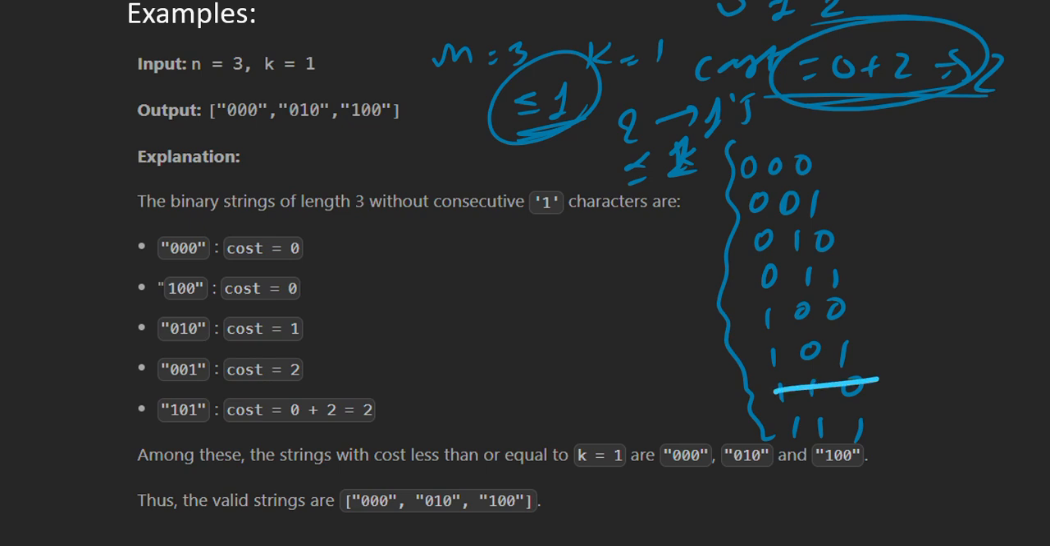So if we see, this string is not valid, it has two consecutive ones, this one also has two consecutive ones, so it is also invalid, and this is also invalid. So these three strings have two consecutive ones, so they are invalid.